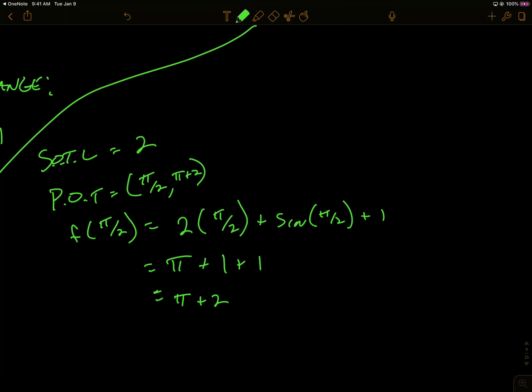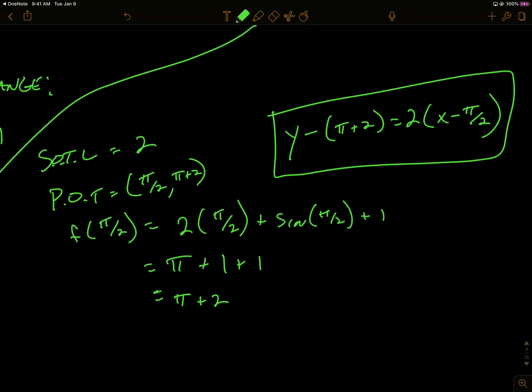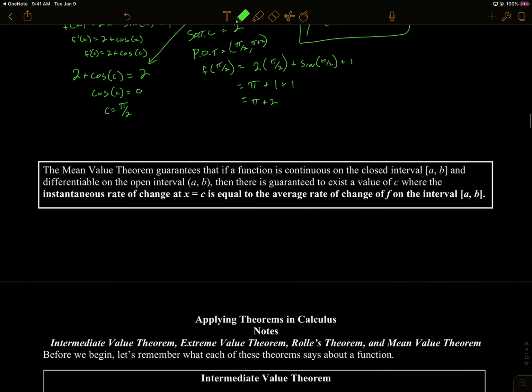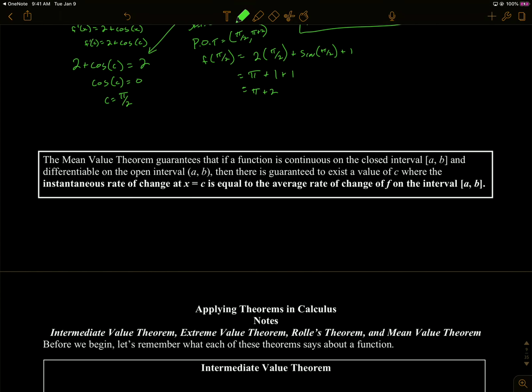So if we write the equation of the tangent line, it's going to be y minus (pi plus 2), you have to put it in parentheses, equals the slope times (x minus pi over 2). And there's the equation of our tangent line. Just an official reminder of our mean value theorem. There it is typed out. So you can pause the video and look at that, read it, write it down, whatever you want to do.